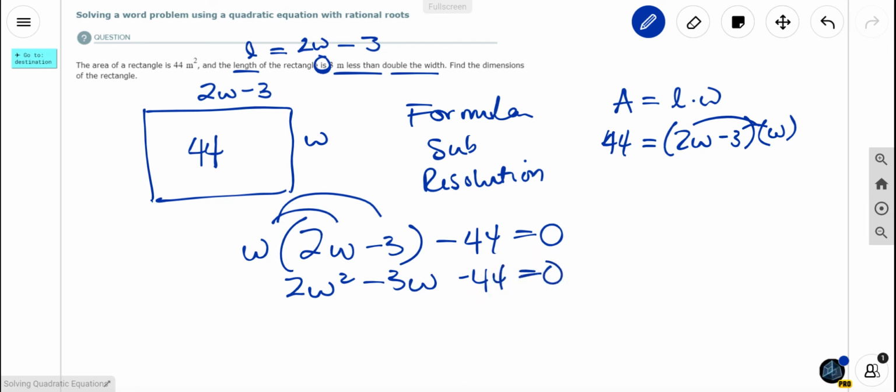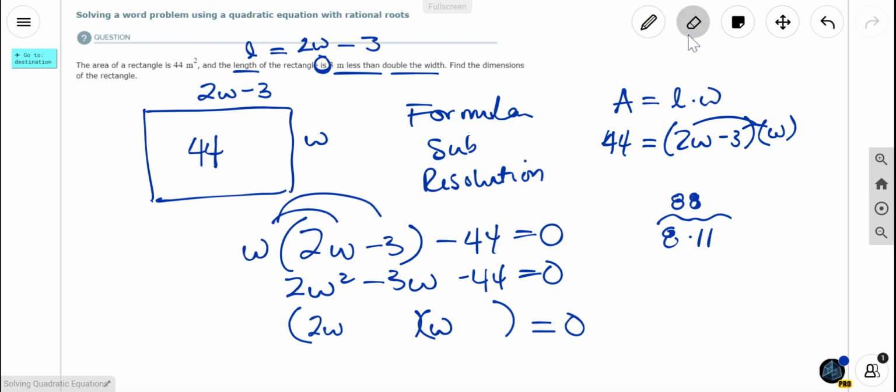Unfortunately, it has a 2 as a leading coefficient, which means we have to use the AC method or guess and check. Nothing's in common. So let's do this. We're going to go 2W, W, and we are trying to get 3. So we're trying to get something kind of close. You know what? I might actually do the AC method. 2 times 44 is 88. So let's start. How about 8 times 11? There it is. Sometimes it's the easiest one. 8 times 11 is going to get me to a negative 3.